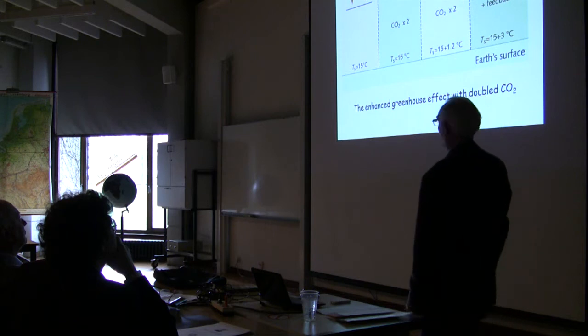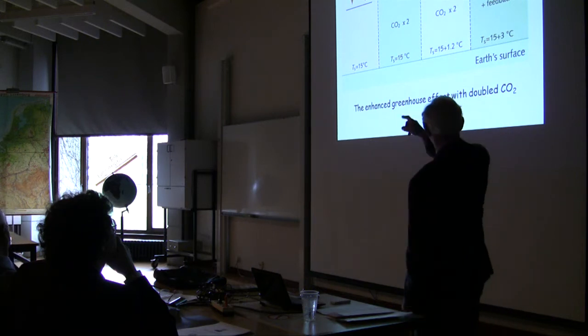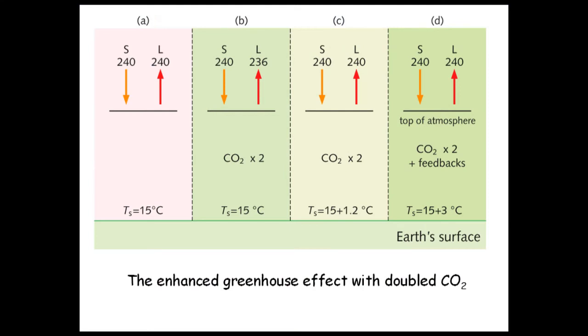So what happens if you double CO2 in the atmosphere? Just look at these various blocks on this diagram. You have radiation of 240 watts per square metre coming in from the sun on average, radiation of 240 watts per square metre going out on average in the long wave. Average temperature of the Earth's surface around 15.